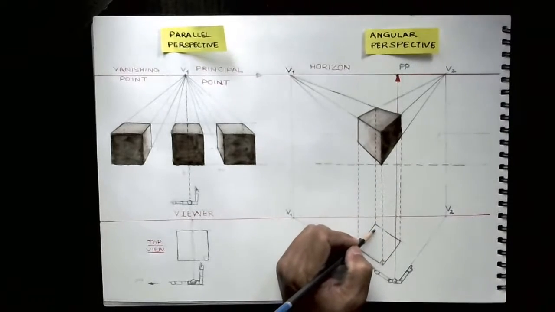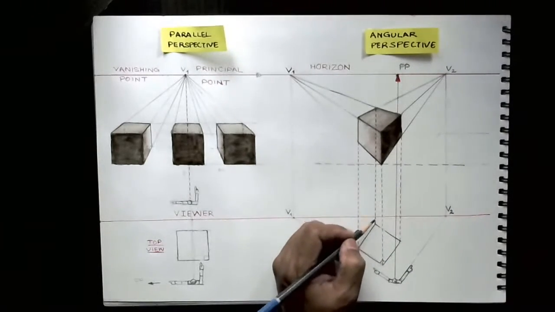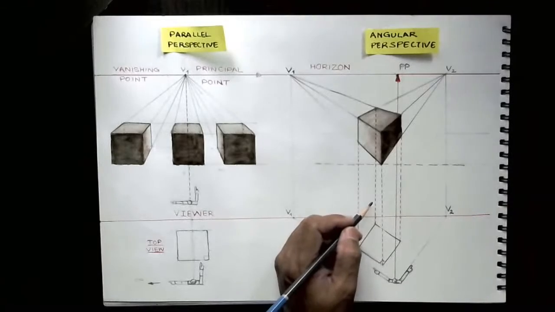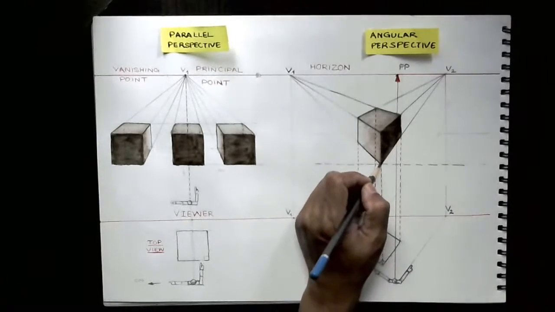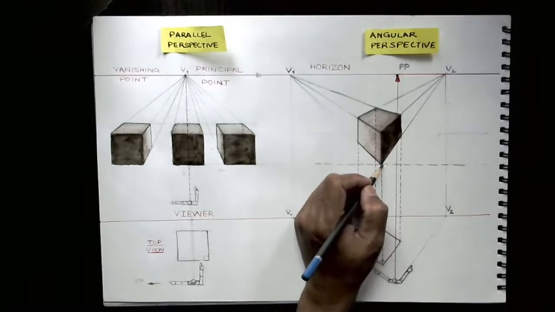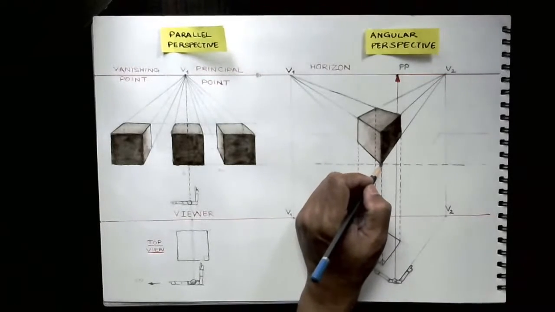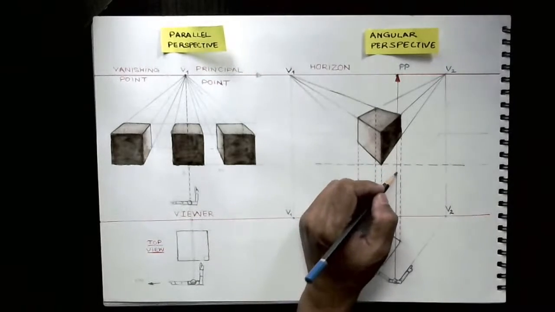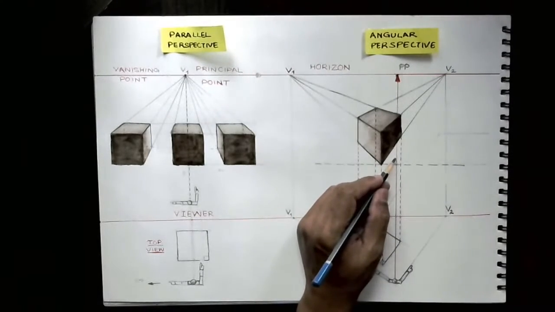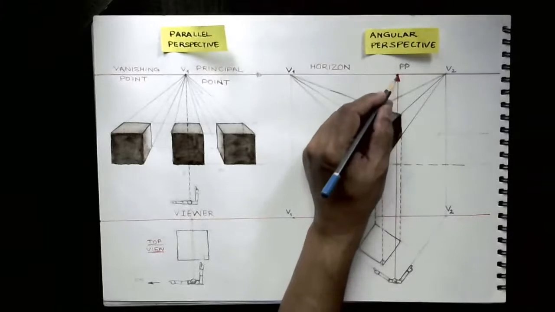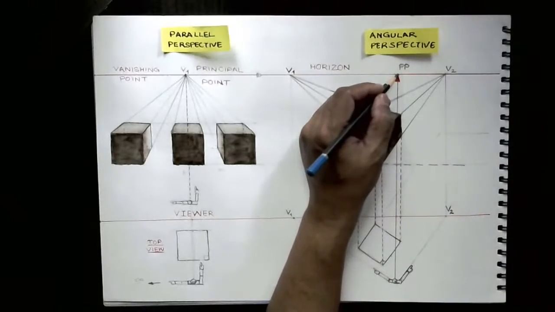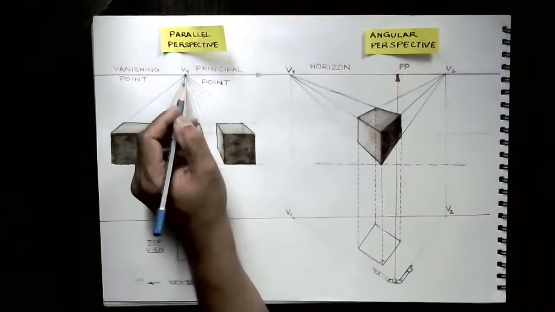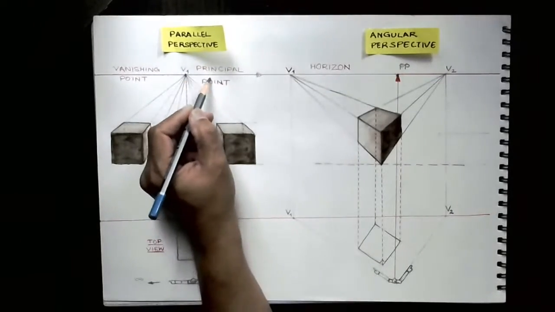This is how, when we project these lines on the horizon, or the baseline from where the object is positioned, with respect to that we get these lines. This is the viewer, and this is the principal point. Here V1 and the principal point are the same.